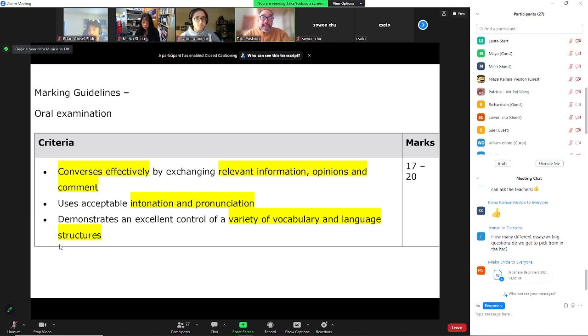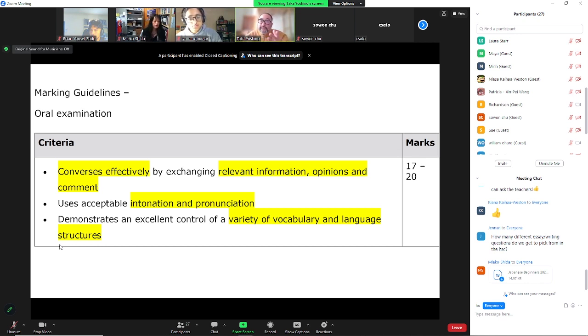Okay, the first point is converse effectively. So provide the topic that's interesting for the listener to listen to. The bad example is like when your mom asks you, what do you want for dinner? And you go, oh, whatever. Right? You're not engaging effectively. You're not conversing effectively in the conversation.